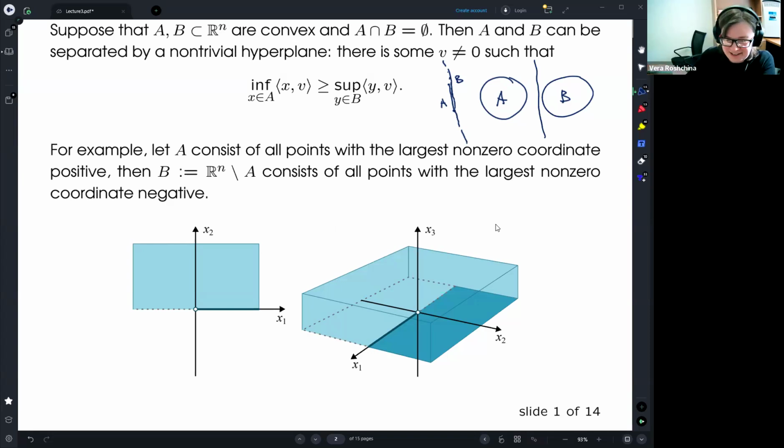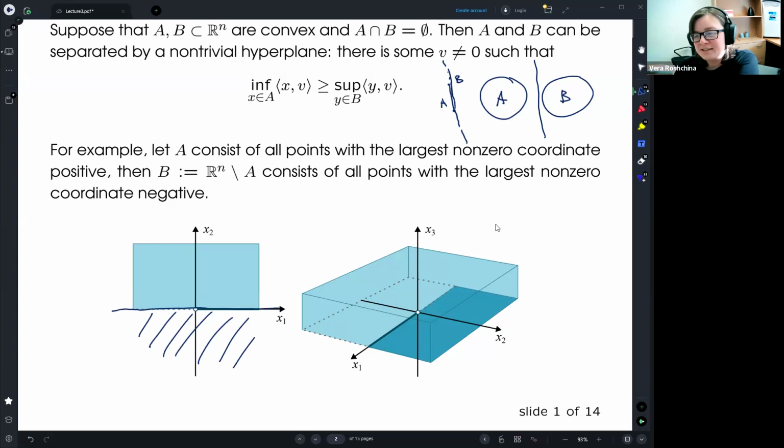So for instance, in the plane, if the point has 0 x2 coordinate, then I only put the points with positive x1 coordinate in the set. 0 could be in the set or outside of the set, depends on how you interpret this. And then I will take the complement of that. So the complement of that is a convex set, and I can separate them with a line here, with a hyperplane. I can do it in 3 dimensions.